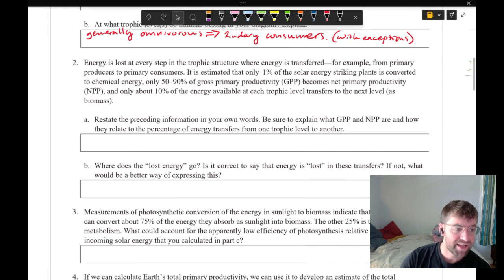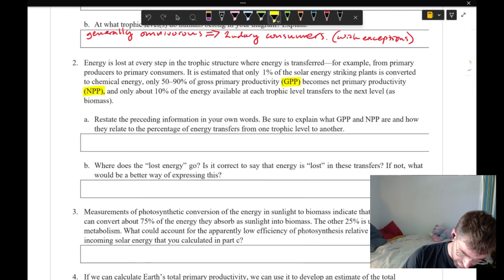Energy is lost at every step in the trophic structure where energy is transferred. For example, from primary producers to primary consumers. It is estimated that only 1% of the solar energy striking plants is converted to chemical energy. Only 50 to 90% of gross primary productivity, GPP, becomes net primary productivity, NPP, and only about 10% of the energy available at each trophic level transfers to the next level as biomass. Restate the preceding information in your own words and be sure to explain what GPP and NPP are and how they relate to the percentage of energy transfers from one trophic level to another.